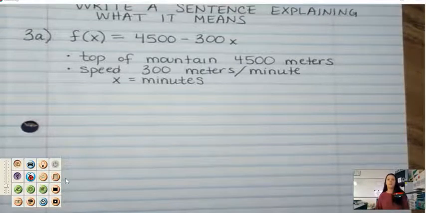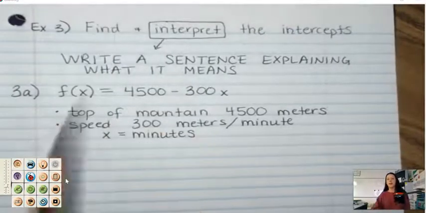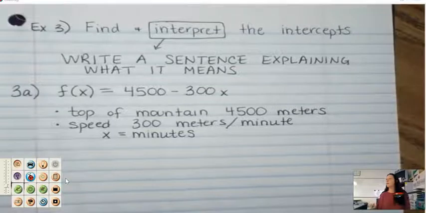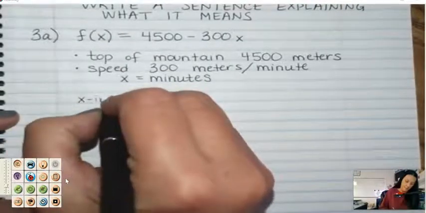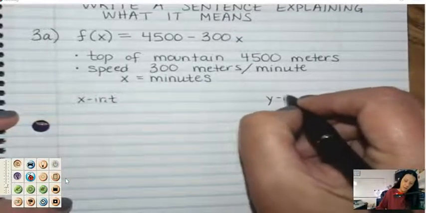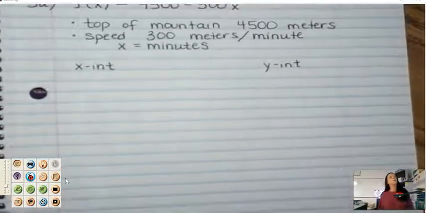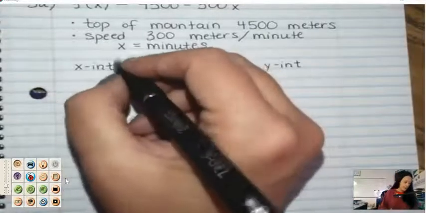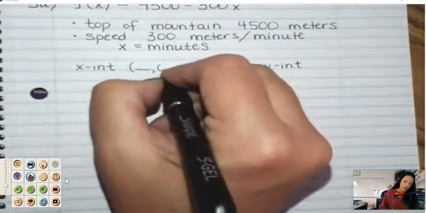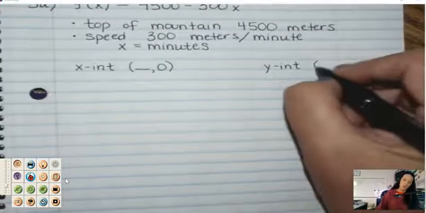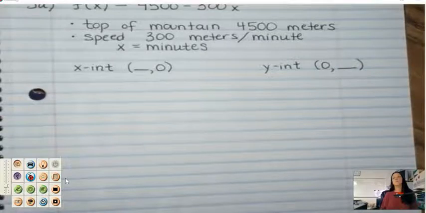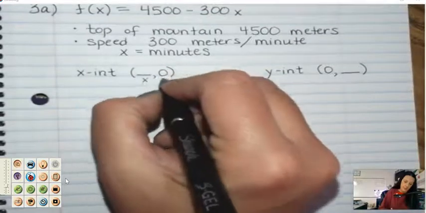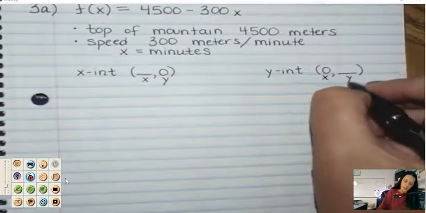Okay, so the directions are saying to find the x-intercept, the y-intercept, and then tell me what they both mean. So we're going to figure out the x-intercept, and then we're going to figure out the y-intercept. To do x-intercept, that's always something comma 0. The y-intercept is always 0 comma something. It's always x, y, x, y.